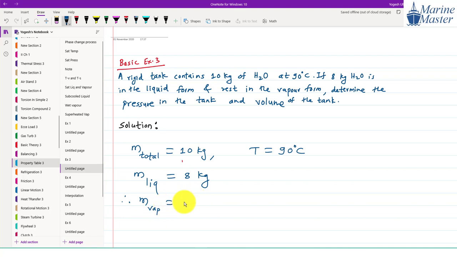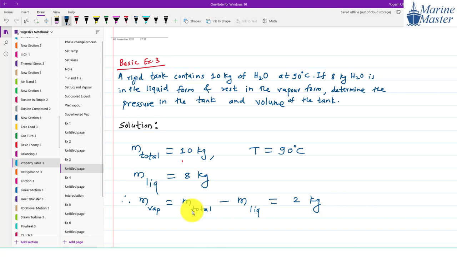Mass of the vapor will be M total minus M liquid, and it will become 10 minus 8. So it will become 2 kg. So the mass of vapor is 2 kg. Now what we have to find out? We have to find out the pressure in the tank. What is our target here? We have to find out the pressure in the tank. Now see the scenario here. In the tank we have H2O, but that H2O is in liquid and vapor form.